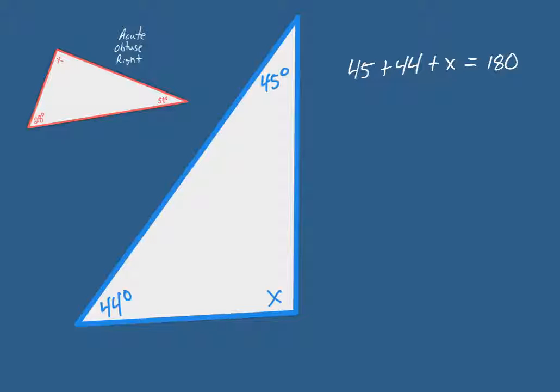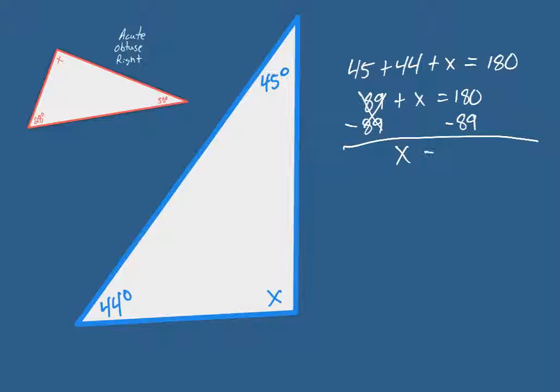45 plus 44 is going to give me 89, plus the x still is 180. Then I'm going to subtract 89, subtract 89. On the left side, it cancels out, just leaving me with x, so I bring that down. And then 180 minus 89 is going to give me 91. And this too would then be classified as an obtuse triangle.